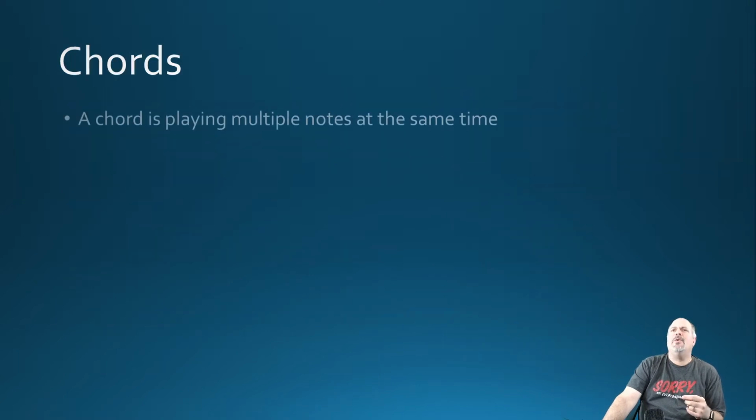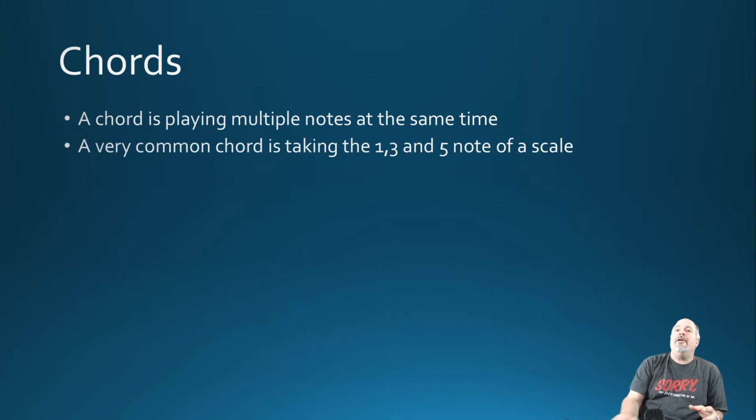So today, as we start chords, what is a chord? Well, a chord is when you play multiple notes together or in nearly the same time. There are different variations of that definition, but mainly we're talking about when you're playing notes at the same time together. That is a chord. So a very common chord is to take the 1 and the 3 and the 5 note of the scale you're in, and there you have your chord in that scale.